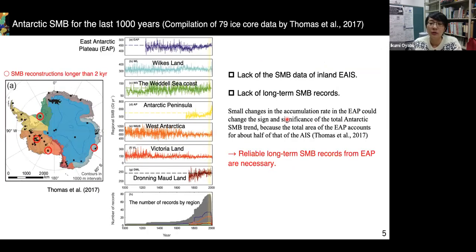For the longer time period, only 4 ice core records actually extend to more than 1,000 years, which are marked by red, and the vast interior of the East Antarctic ice sheet is not represented. The authors suggested that small changes in the accumulation rate in the East Antarctic Plateau could change the sign and significance of the total Antarctic surface mass balance trend, because the total area of the East Antarctic Plateau accounts for a very large area. So reliable long-term surface mass balance records from the East Antarctic Plateau are necessary.